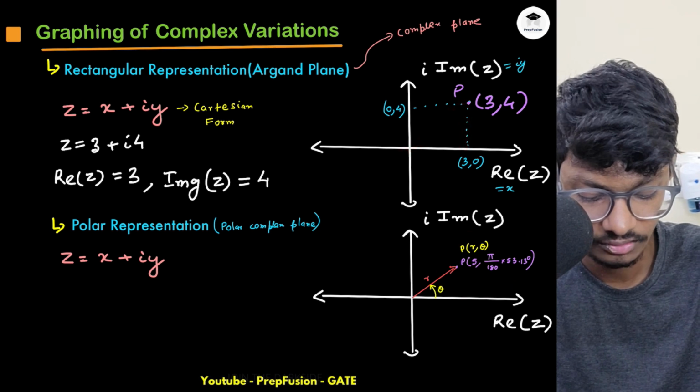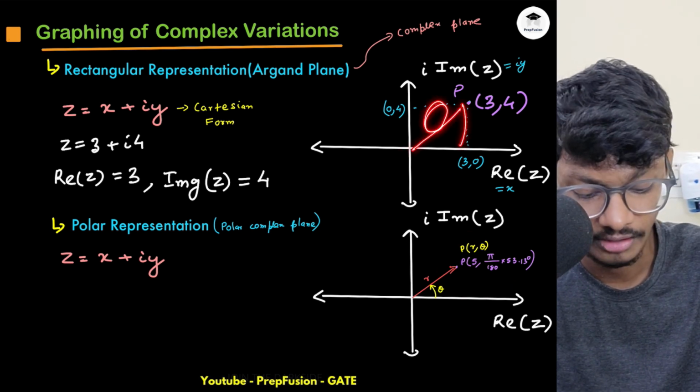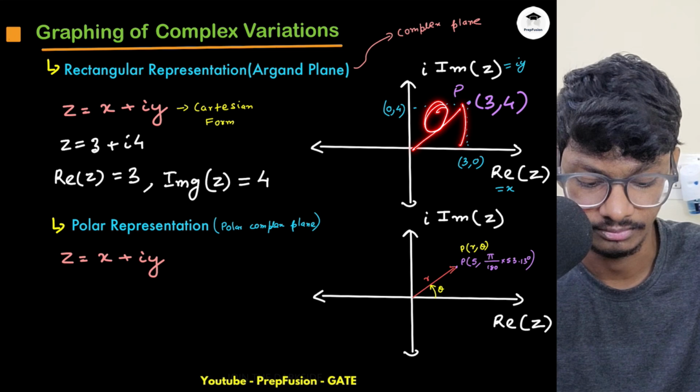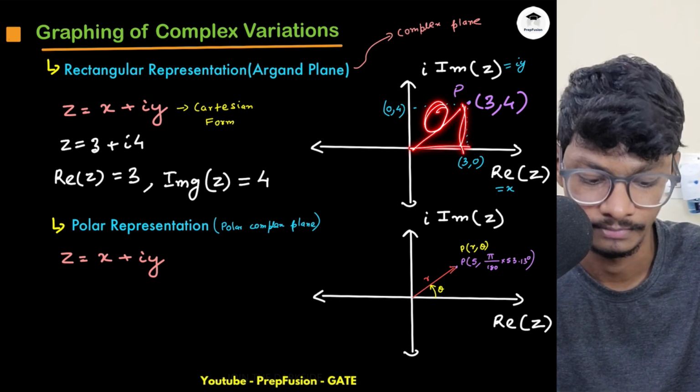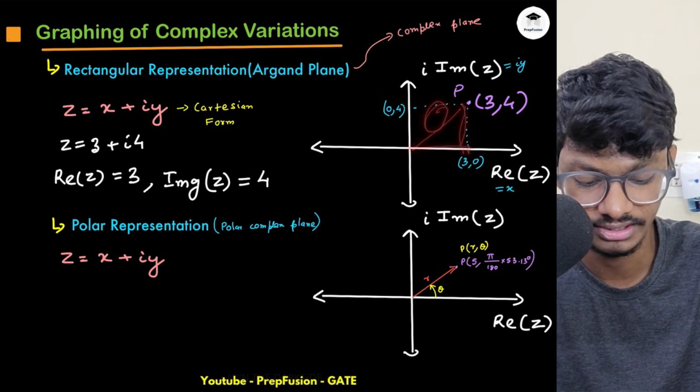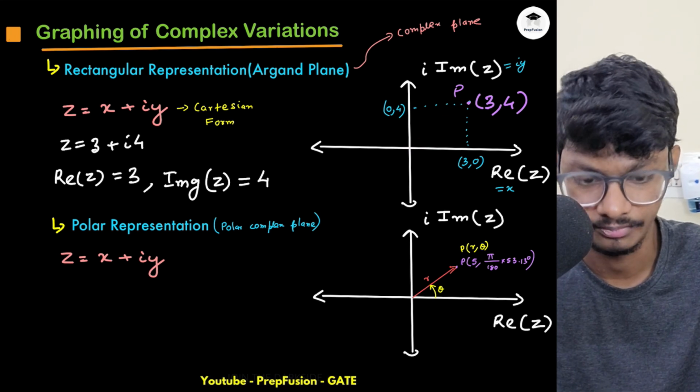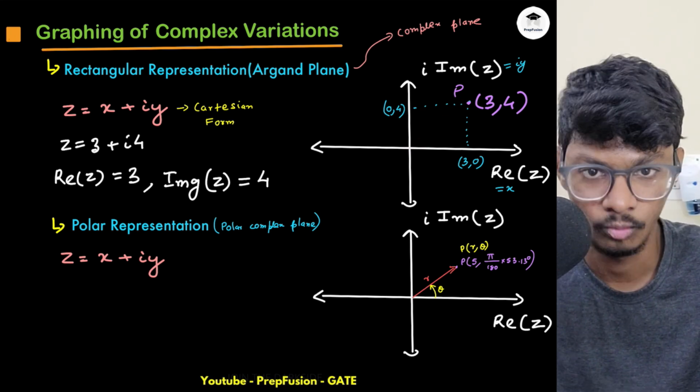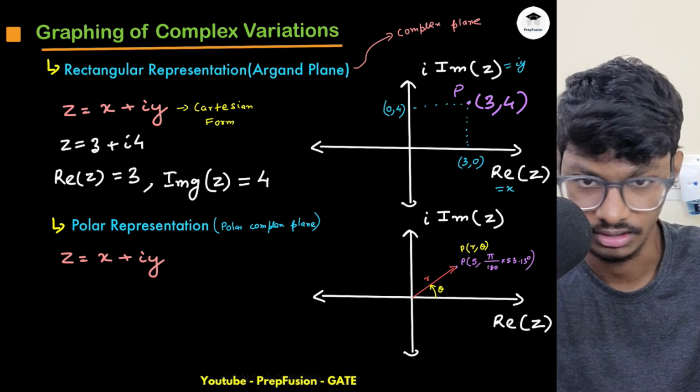Instead of going to sine, we can use tan as well, so we don't have to compute the hypotenuse. That's why we use tan, because these two sides we already know. We know what x is, we know what y is, so we can simply compute it. It is tan inverse of y upon x, which is 4 upon 3. So you can compute it like that.